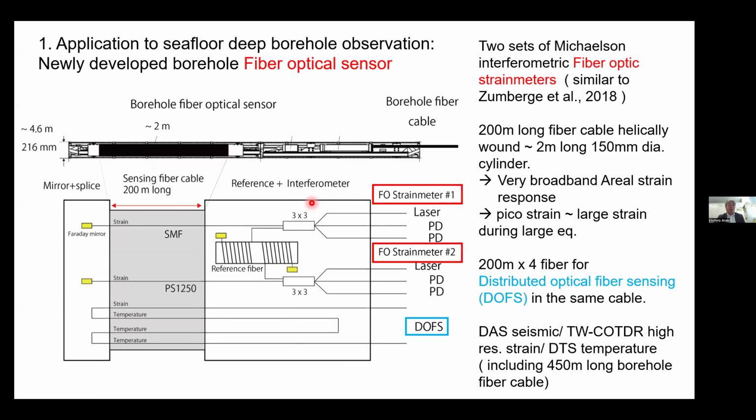Near the bottom of the borehole observatory, we installed a fiber optical sensor, which integrated two interferometric fiber optic strainmeters, which measure a 200-meter long fiber cable helically wound in a 150 millimeter diameter cylinder for area strain measurement. In parallel, we have integrated 4 sets of 200-meter long fiber for distributed optical fiber sensing, for various distributed optical fiber sensing techniques to measure the fiber in the deep seafloor borehole.